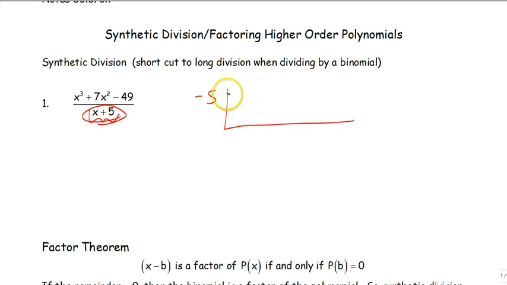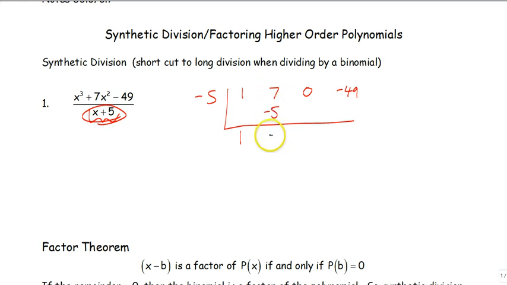Then you have to fill in the coefficients. X cubed has a 1, x squared has a 7, x has no number. Make sure you remember that placeholder. And then the number itself is 49. To synthetically divide, remember to bring down the first number, multiply it by the negative 5, and then add down.